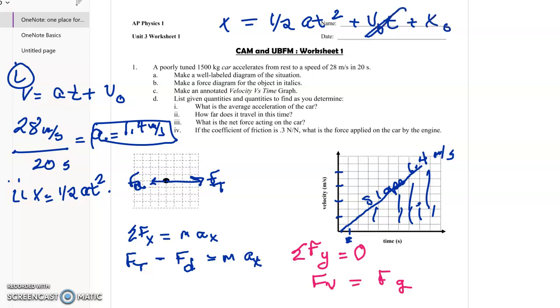Okay, so these two fall away because it starts from rest. So I'm just going to use this equation. And that would make it just 1/2 times 1.4 times 20 seconds squared. So this is meters per second squared. So how far do I travel? Notice I'm having an equality on every one of these. I travel 280 meters.